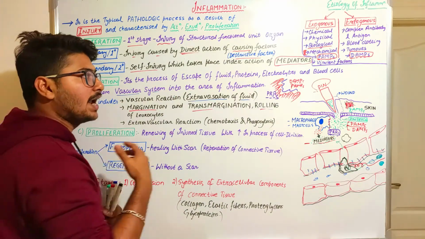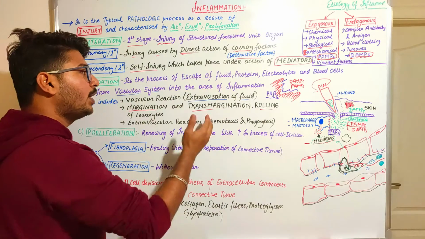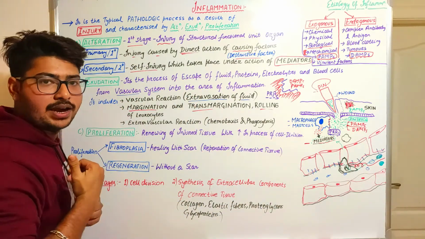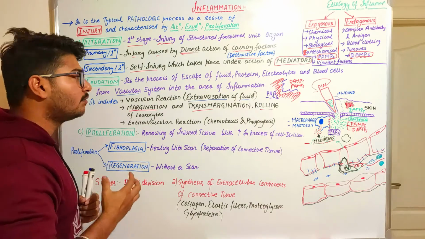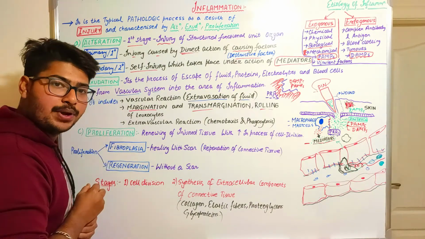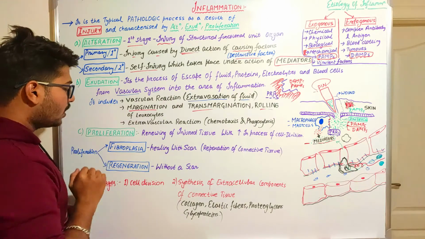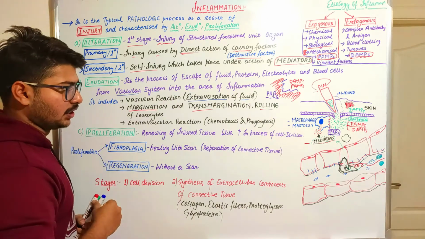According to the different kinds of substance that escape from the blood, the exudates are divided. We will read about that when we see the separate video on exudation. Okay, now comes the process of proliferation.